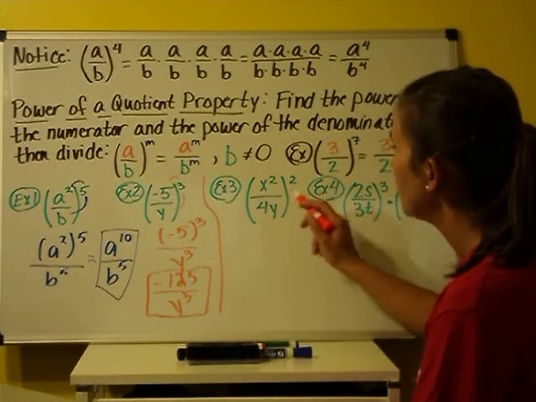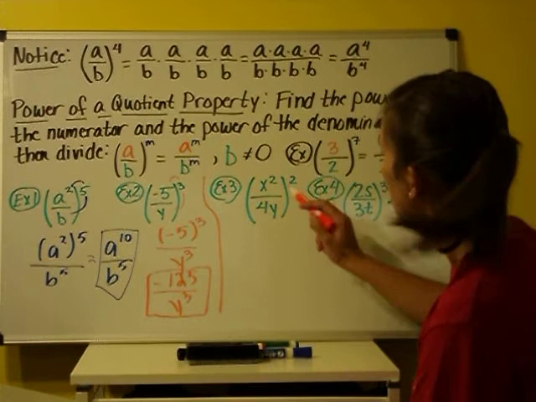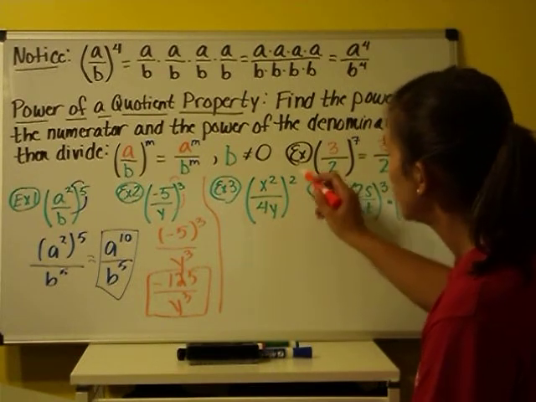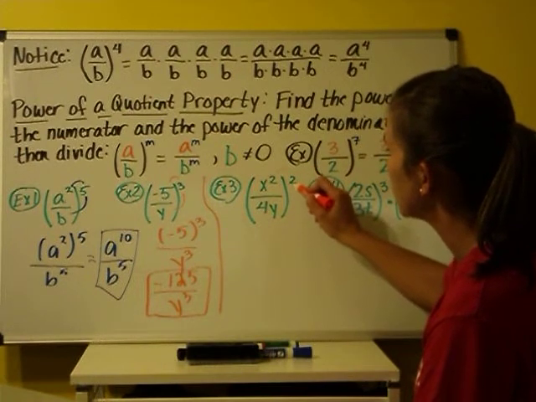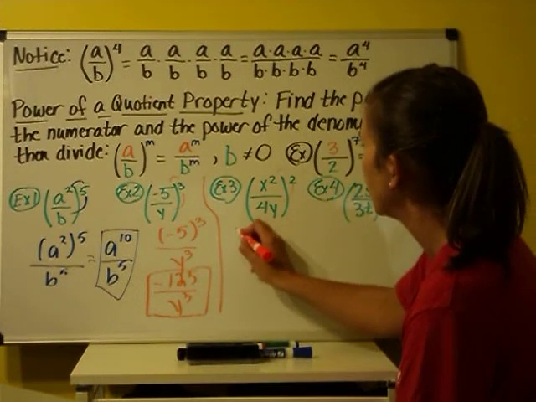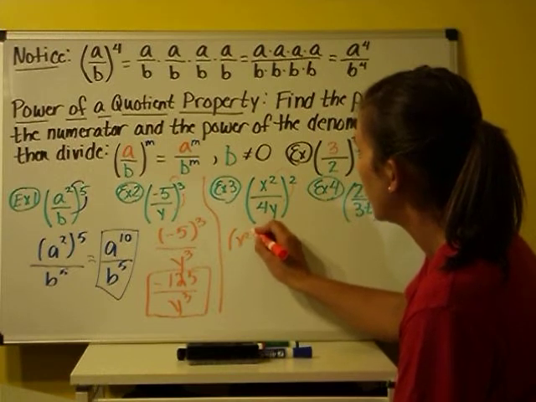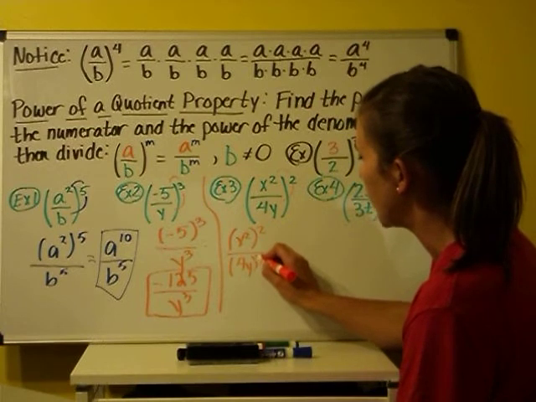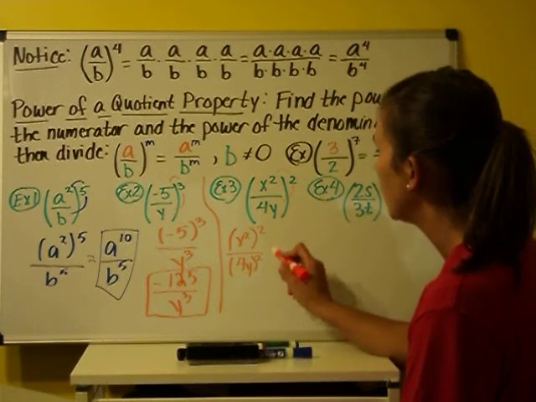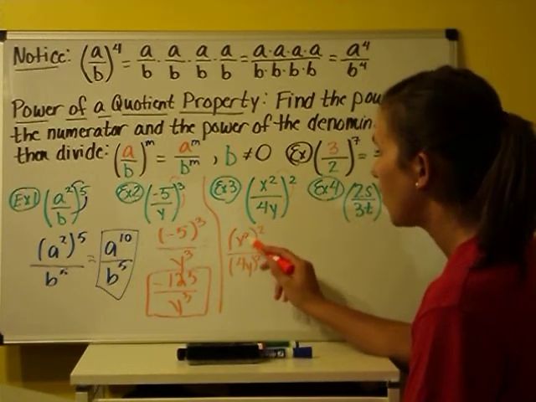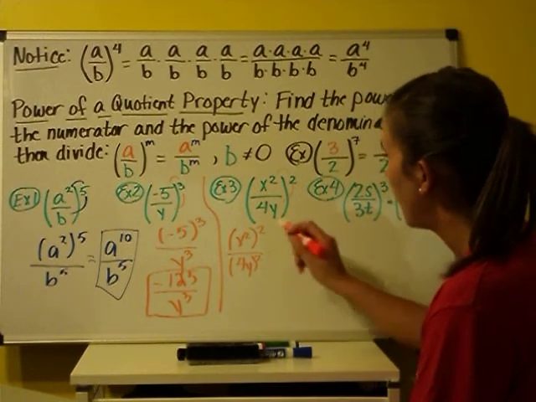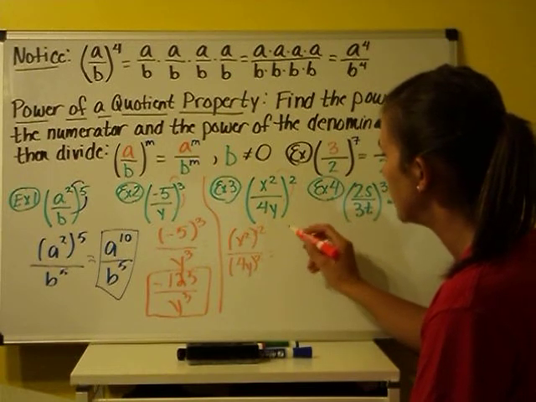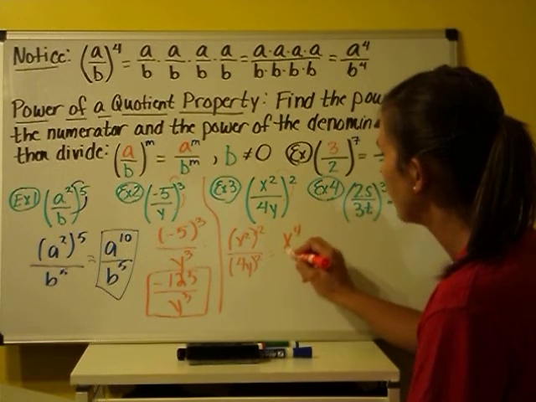Alright, example 3, we are going to apply a few more properties. So we have x squared divided by 4y, all squared. So we're going to use our power of a quotient and square our numerator and denominator. So we're going to have x squared squared divided by 4y squared. Okay, so right here we're going to apply the property of our power to a power. So we're going to go ahead and multiply those two together. So x to the 2 times 2 is going to give us x to the 4th.